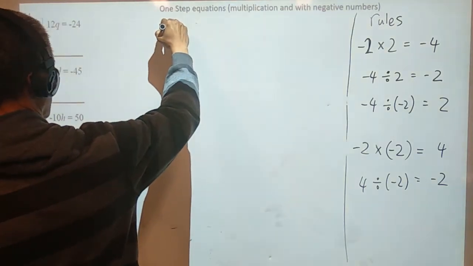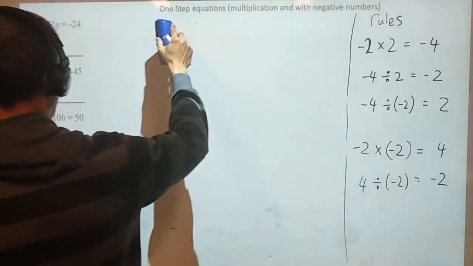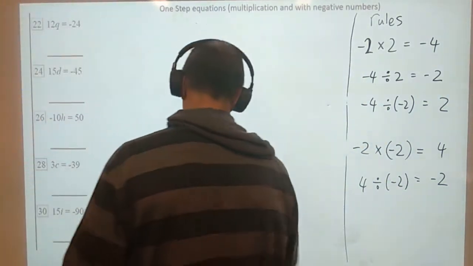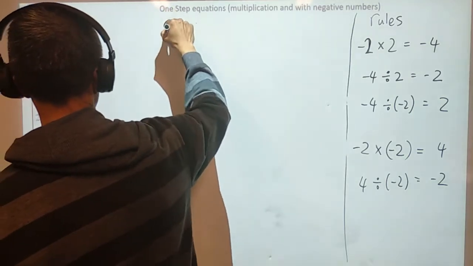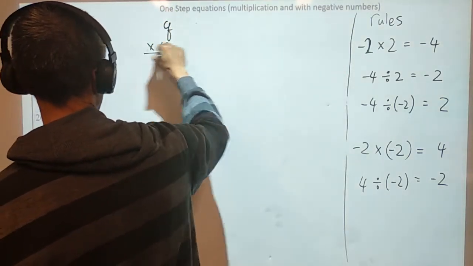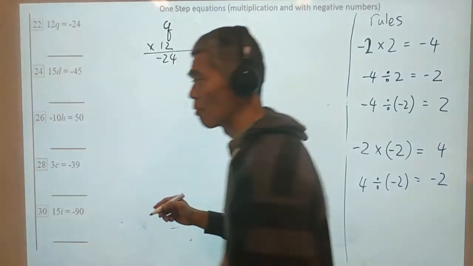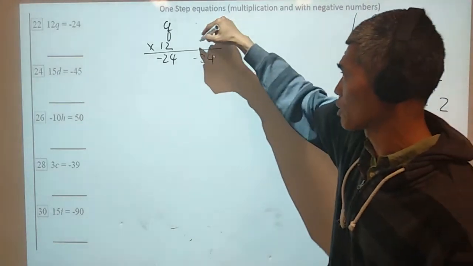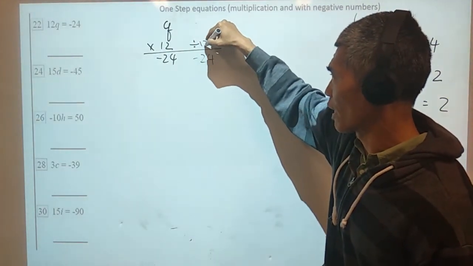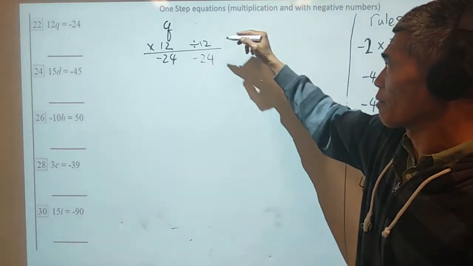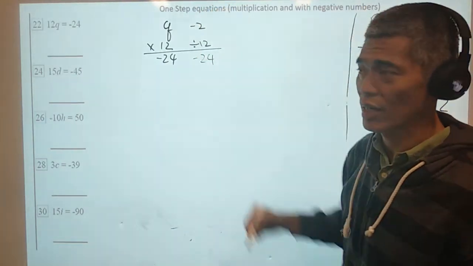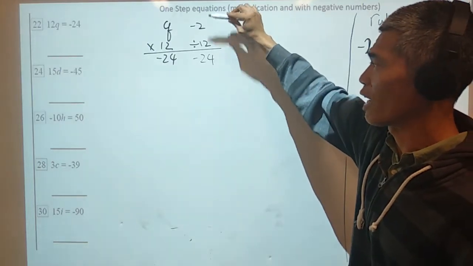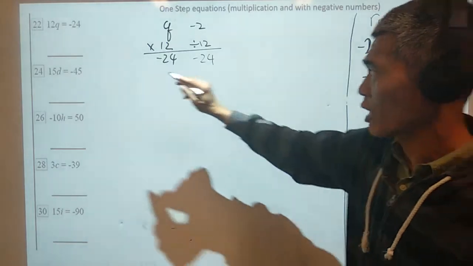So 12q equals minus 24. Let's work through that. So what it means is that q times 12 equals negative 24. So if I start with negative 24 and work backwards, negative 24 divided by 12, what does that give me? It should give me negative 2, because dividing a negative number by a positive number should give you a negative result.